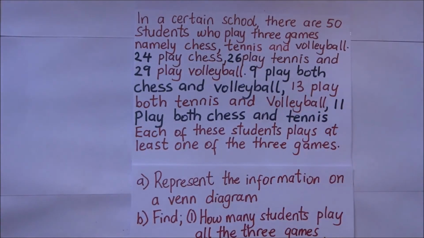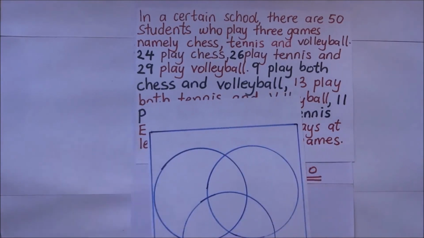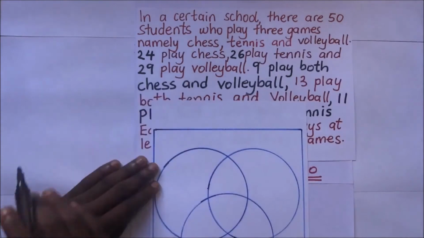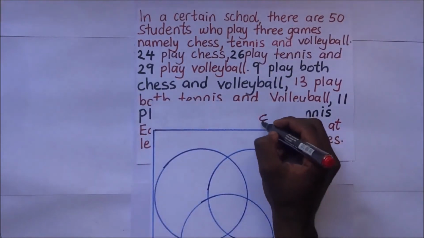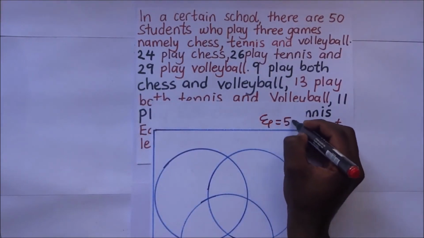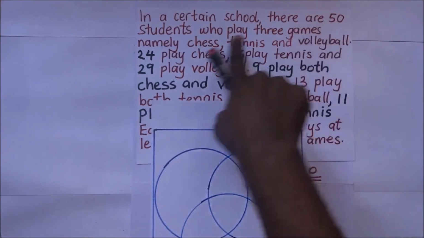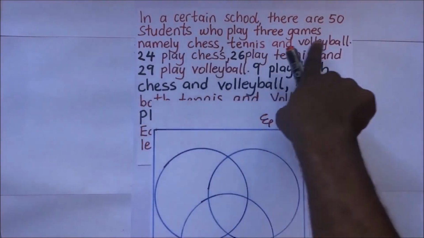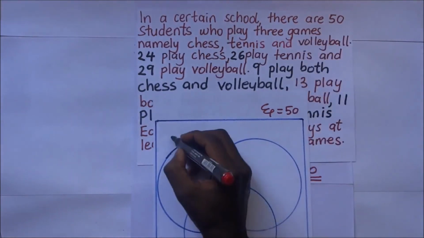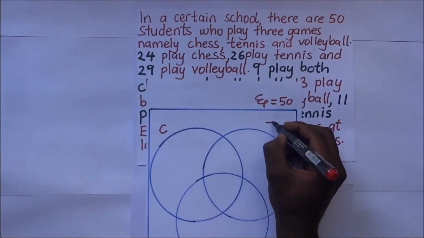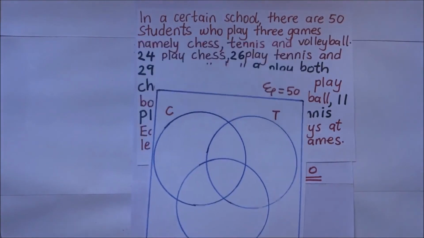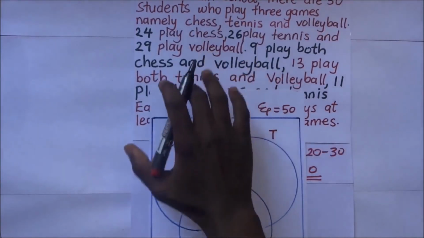So this is our Venn diagram. In this Venn diagram, we have 50 students, so our universal set is 50 students. And these 50 students are playing 3 games. These games are chess, tennis, and volleyball. So we shall say it is chess, tennis, and volleyball.